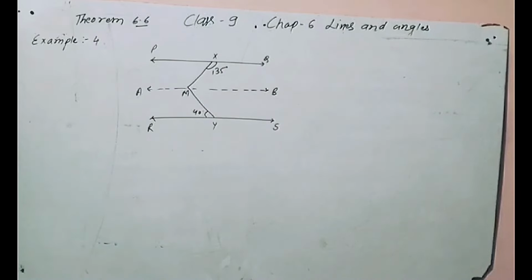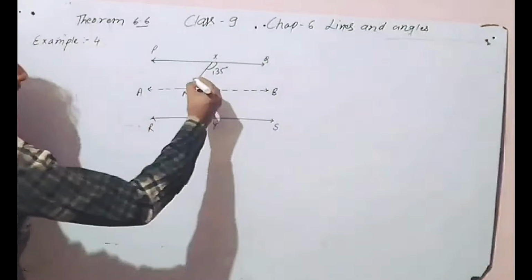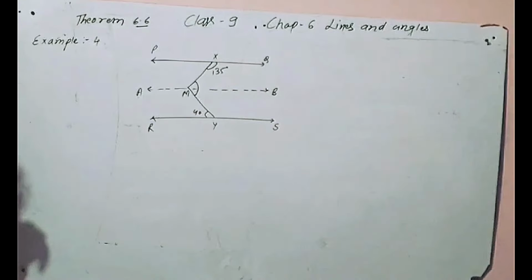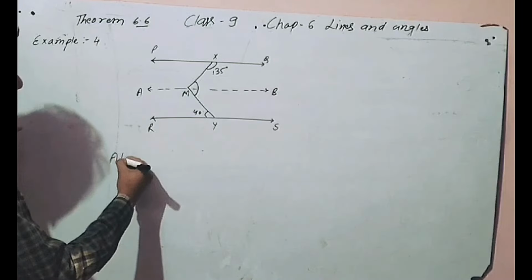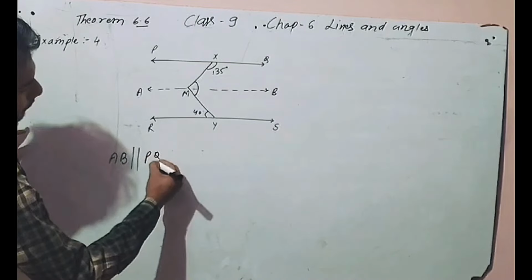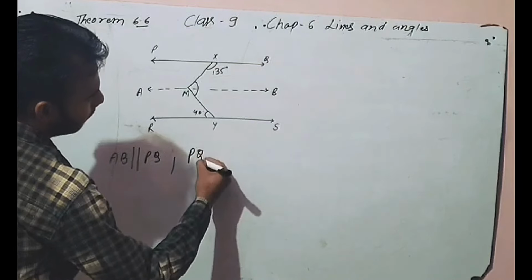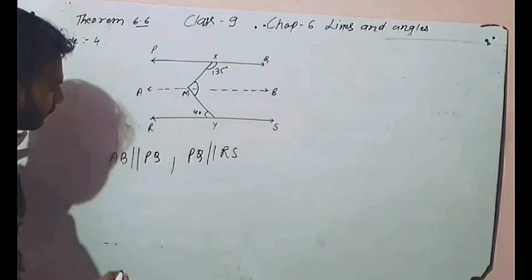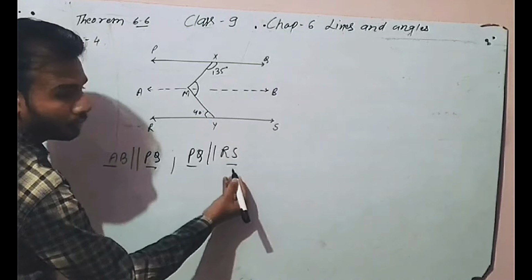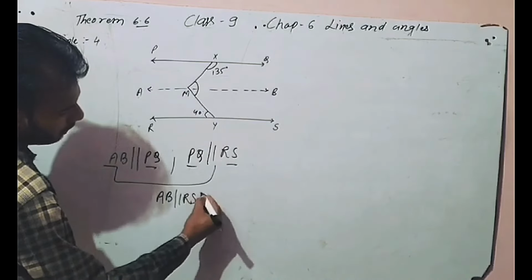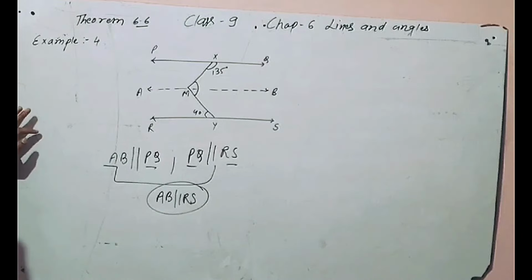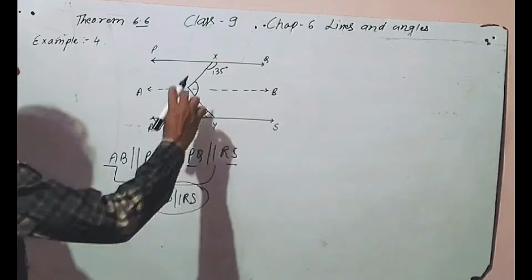In this question, we need to find angle X and Y. This angle we need to find fully. So what we have done is the construction. We have drawn line AB like this, so that it is parallel to PQ. And in the example it is already given that PQ is parallel to RS. Very simple. AB is parallel to PQ and PQ is parallel to RS. So we can write that AB is also parallel to RS. This is theorem 6.6. Now we need to find the angle XMY.